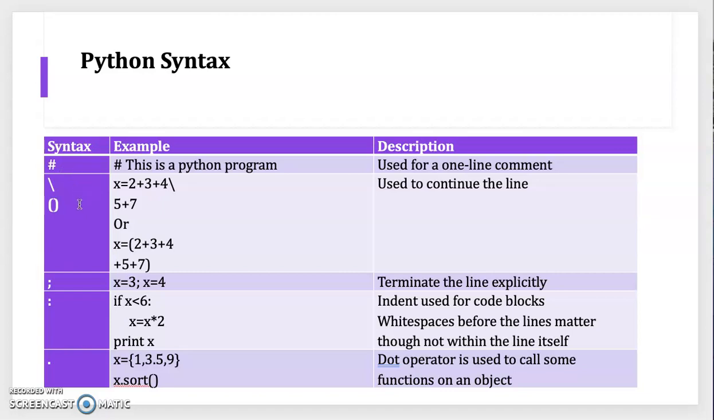If you want to continue with the following line, you will have the backslash. So here you see x equal to 2 plus 3 plus 4, continue at 5 and 7. They will be equivalent whether you put them in the same line or a different line. If you want to terminate the line explicitly, you can use the semicolon.